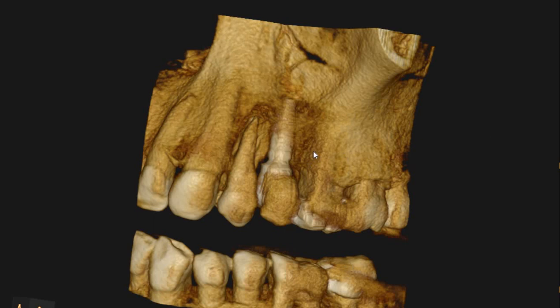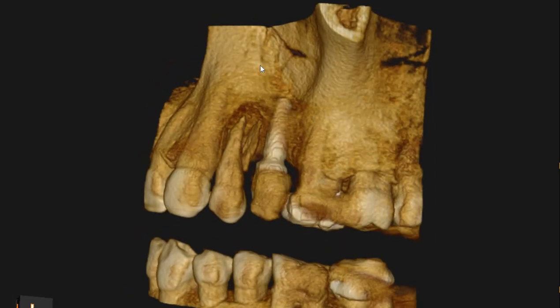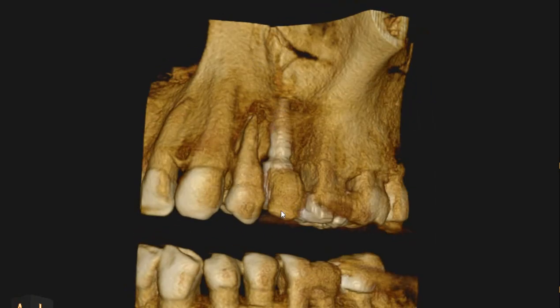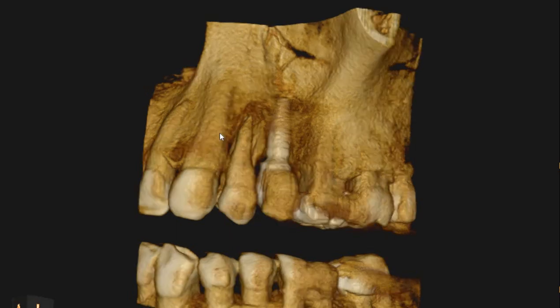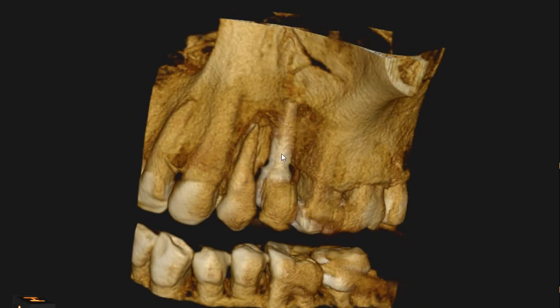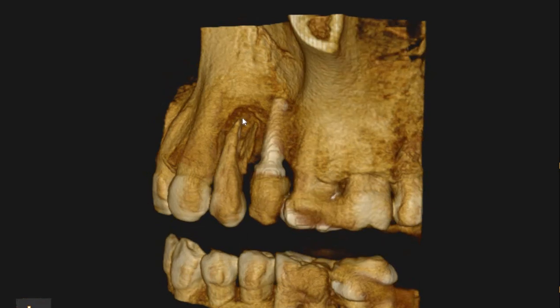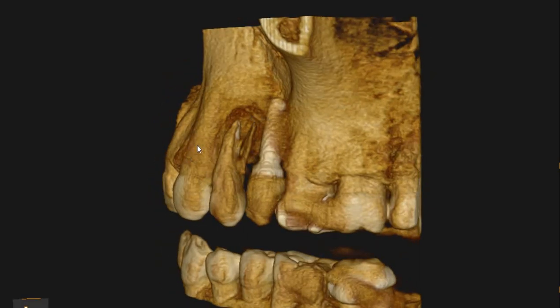This is the CBCT of the patient that you had requested. The area of interest highlighted to us is the upper left 3, 4 and the 5 region. The upper left canine appears to be doing well, but the upper left first premolar has a periapical pathology associated with it. The buccal cortical plate is absolutely missing.